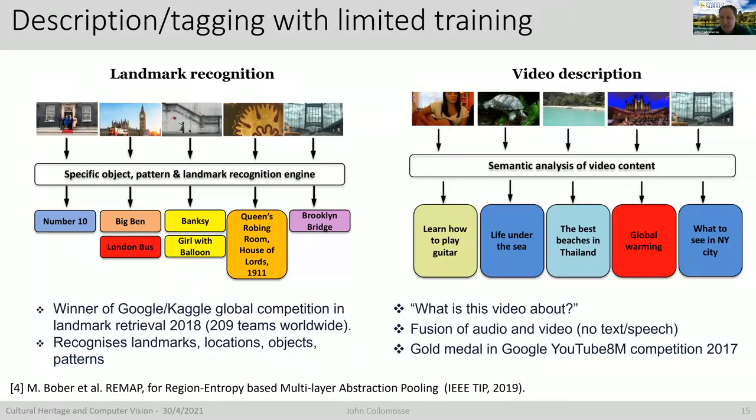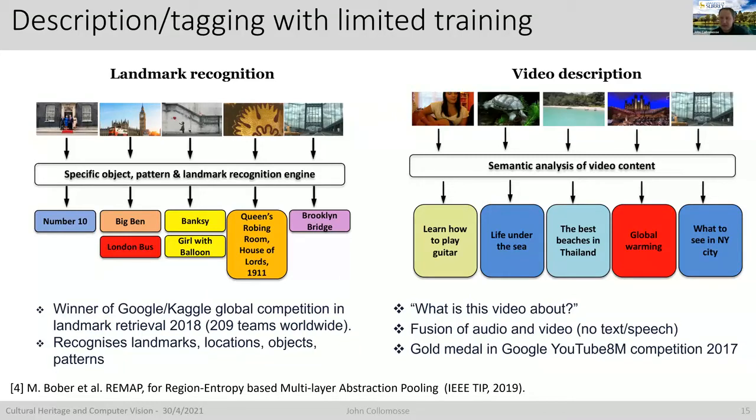I've got a couple of examples of some work here from one of my colleagues in CVSSP, Miroslav Boba, and he has built a system here to do landmark search. So the idea here is that we want to identify or search based on the geographic landmark in an image. And this technique was entered into a Google and Kaggle competition back in 2018 and won that competition. It's a global competition in terms of the accuracy of the landmark search.